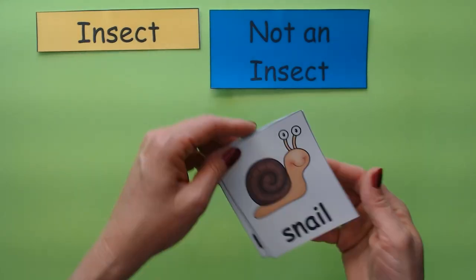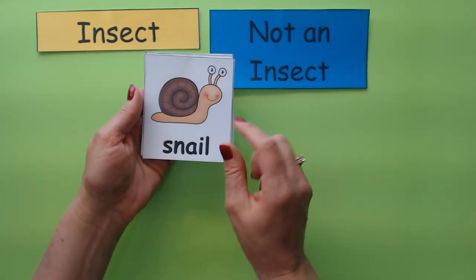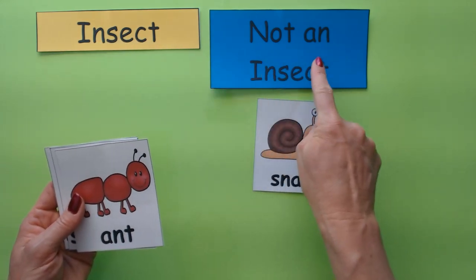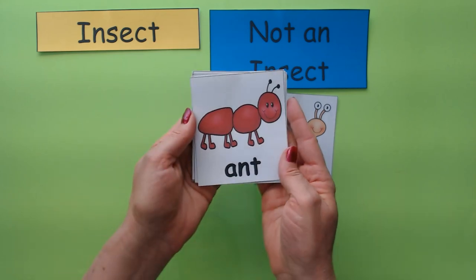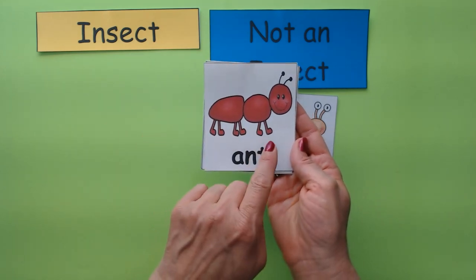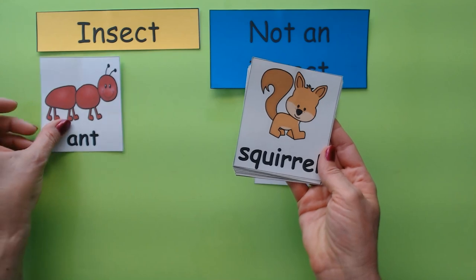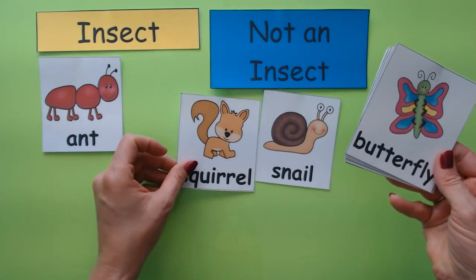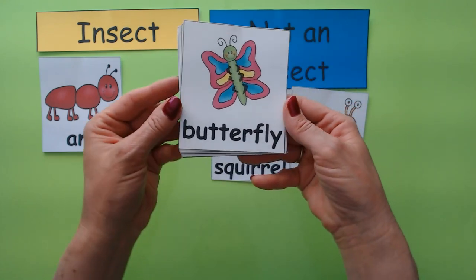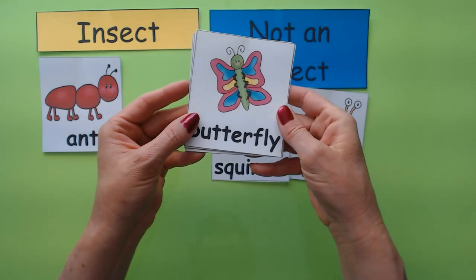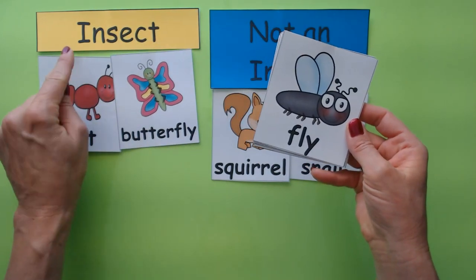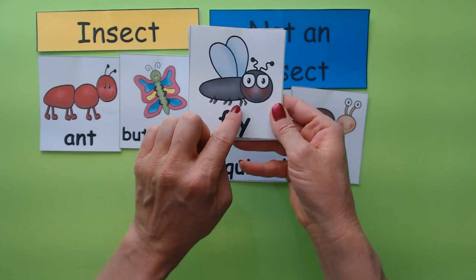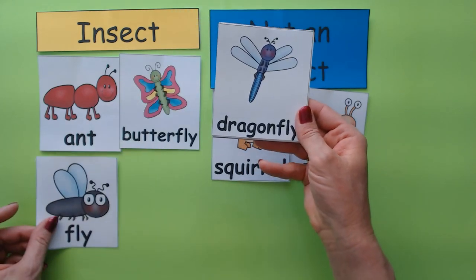Okay. Let's look at this snail. The snail just has one foot right there. So it's not an insect. Insects have six legs. An ant. It's an insect. Squirrel. One, two, three, four. Nope, it's not an insect. It has four legs. Butterfly. One, two, three, four, five, six. Six legs. It's an insect. And butterfly's an insect. Fly. One, two, three, four, five, six. Yes, a fly's an insect.